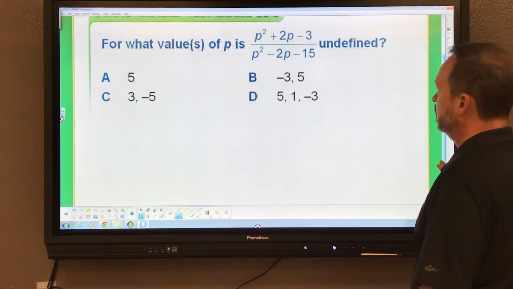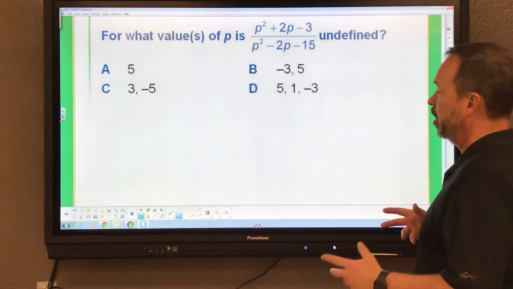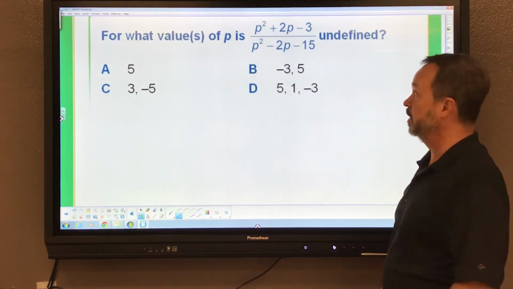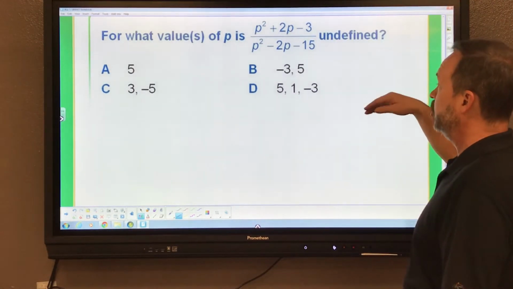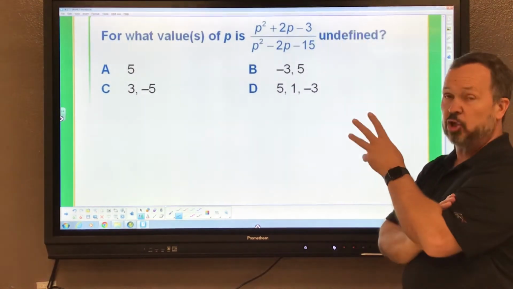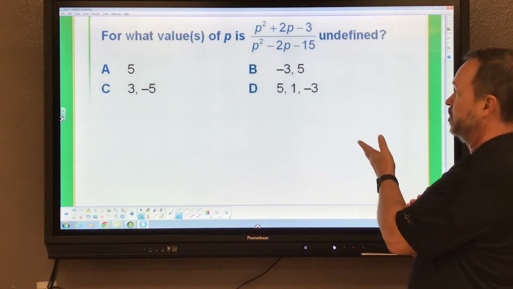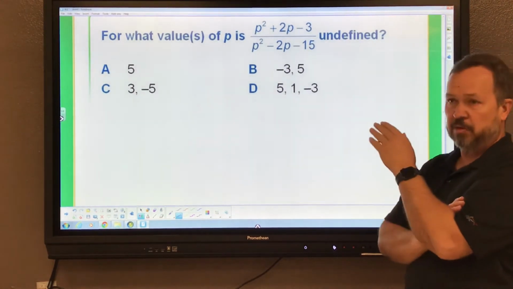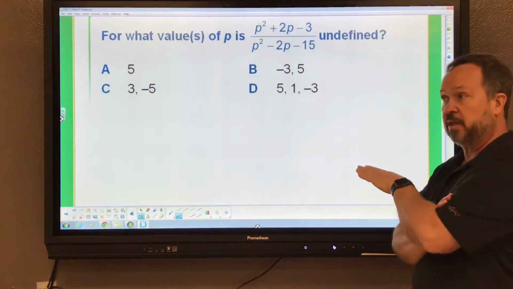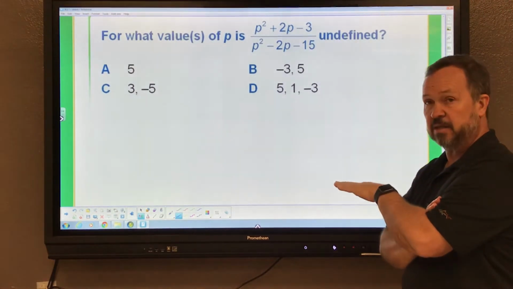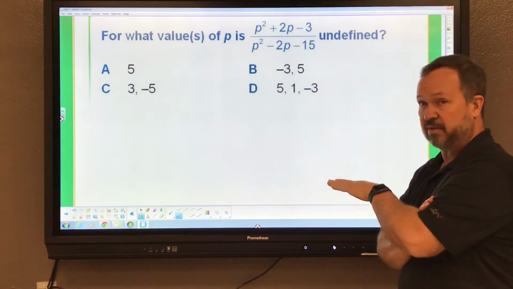So here's another problem not in factored form, where they ask us for the undefined values. Do we care about the numerator being 0? No, we don't. I mean, we care, but we don't in this question. Because when they say undefined, they're talking about what would make the denominator 0, because that's not defined. You know, it's illegal. You can't divide by 0.